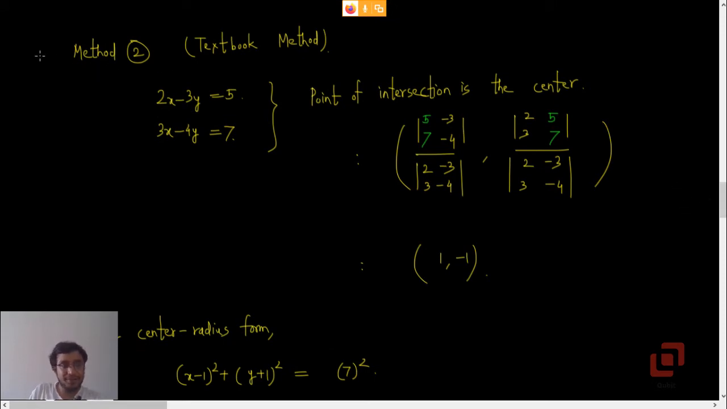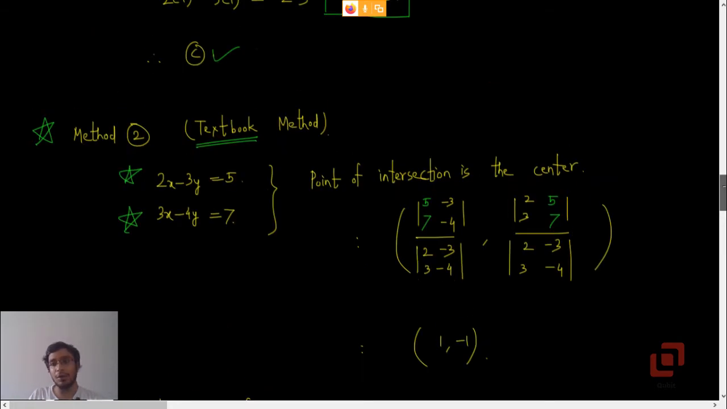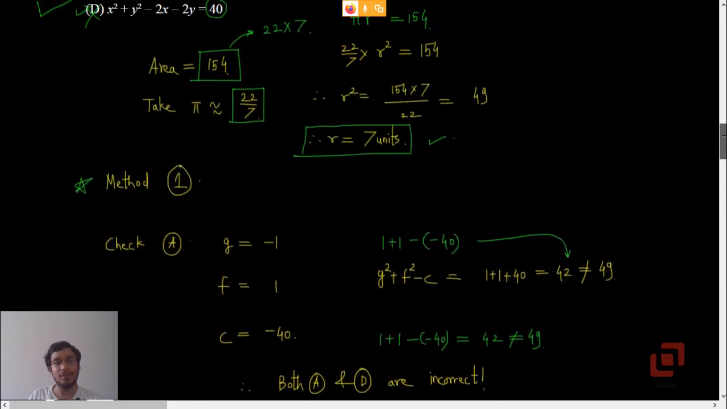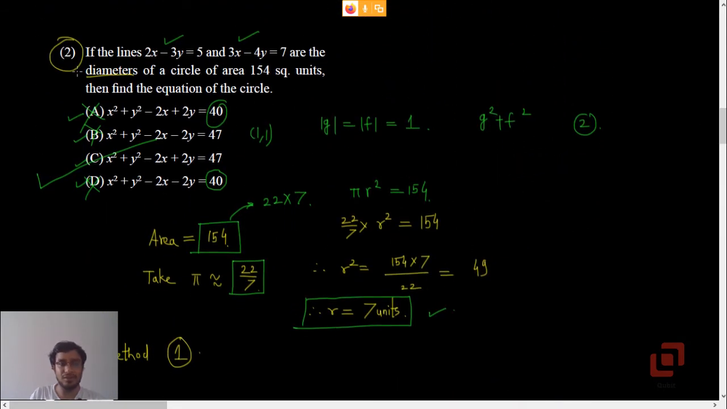Then the second method. I'm calling this the textbook method because if you open any book which contains the solution of this MCQ, you will find a big solution such as this one. Okay, the textbook method is as follows. You go to the lines, and you note from the problem that these lines are basically the diameters of the circle.